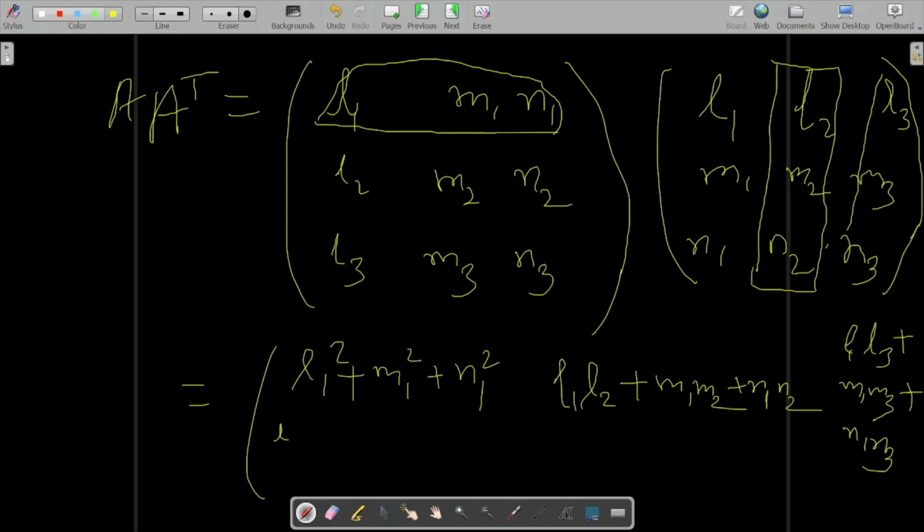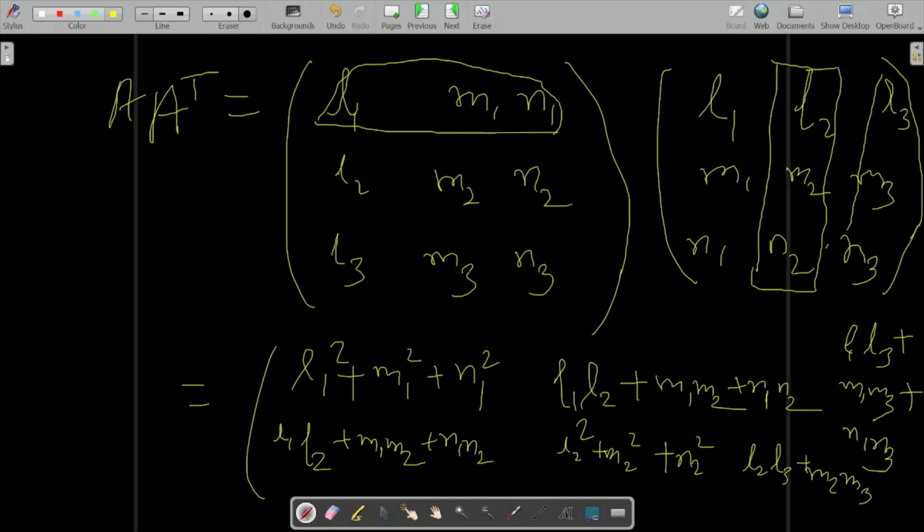So similarly you will get the terms. Now I will write fast. L1 L2 plus M1 M2 plus N1 N2 over here. Over here you will get L2 square plus M2 square plus N2 square. And over here you will get L2 L3 plus M2 M3 plus N2 N3.